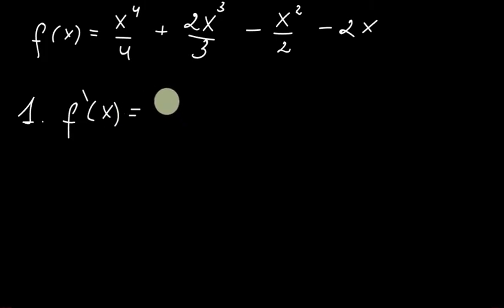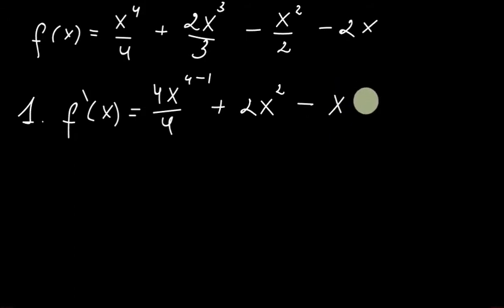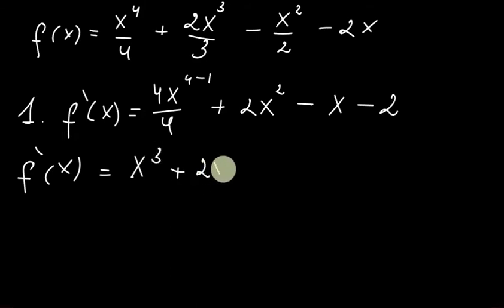And the derivative will be x cubed, because, let me write it a bit more consistently, x to the 4 minus 1 times 4 divided by 4. I'll be doing the same thing here and here, so plus 2x squared minus x minus 2. So let me rewrite it, and this will give us x cubed plus 2x squared minus x minus 2.